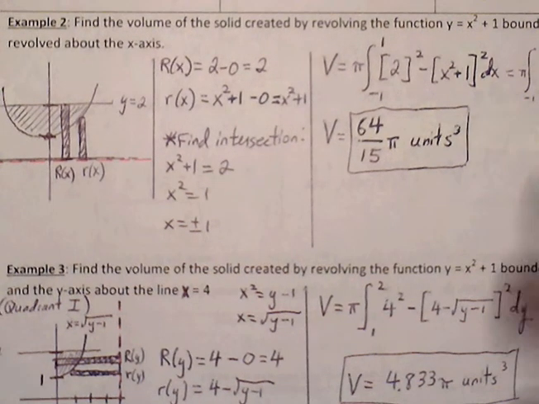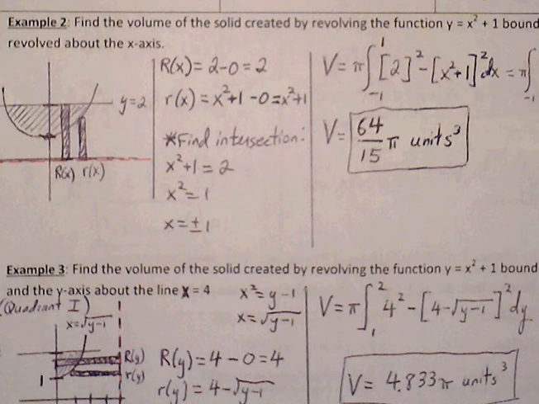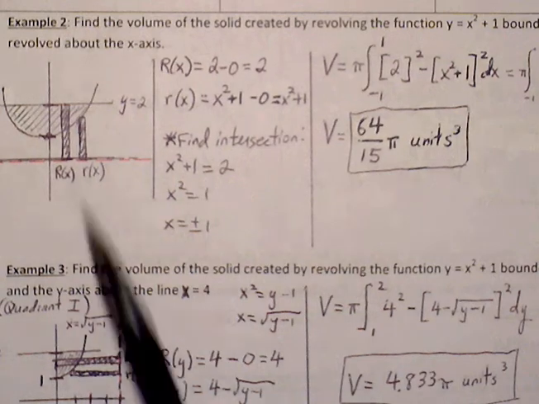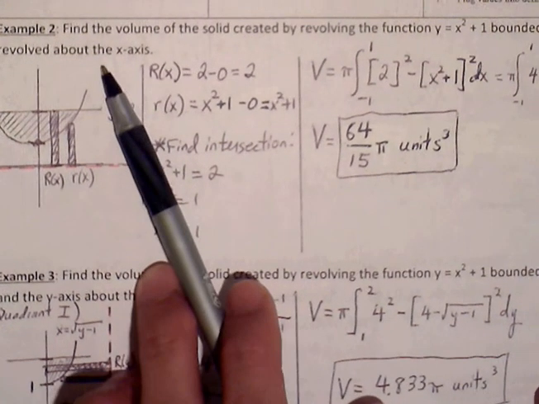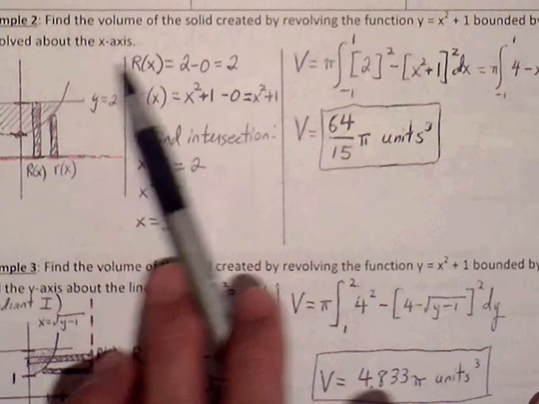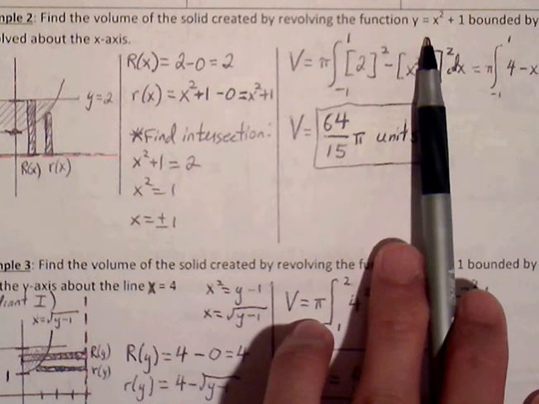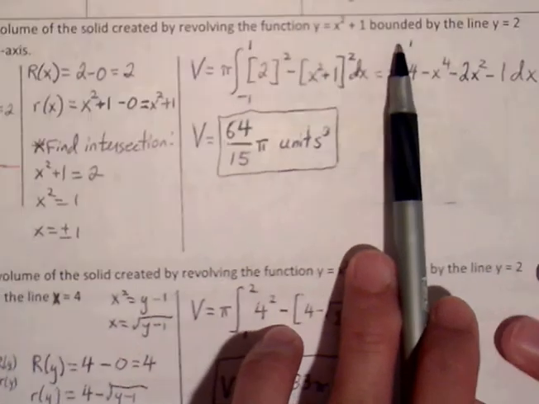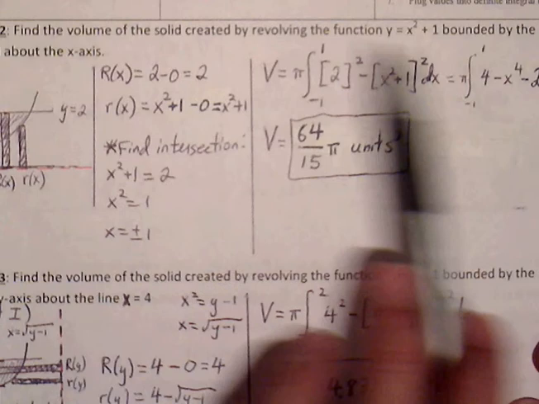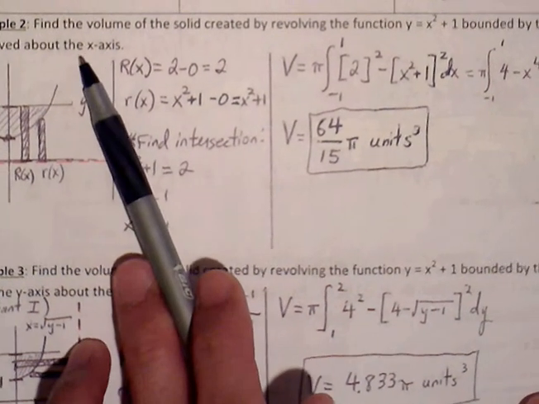Let's continue looking at class notes from 7.2b. This is volume by Washer method. So example 2, find the volume of the solid created by revolving the function y equals x squared plus 1 bounded by the line y equals 2 revolved around the x-axis.